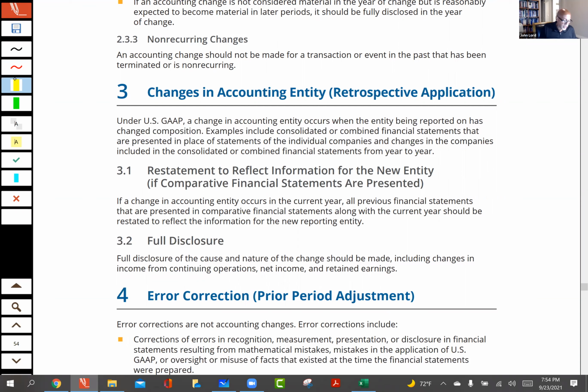Okay. So change in accounting entity: retrospective application. What does that mean? We're not calling it restatement, but we're going to follow the same process we said before. If you have a change in accounting entity, you will restate the statements of any prior periods presented to reflect that change, and you'll make a cumulative effect adjustment to the beginning retained earnings of the earliest year presented, as though you had the entity that you've now changed to. Under US GAAP, change in accounting entity includes consolidated or combined statements that are presented in place of statements of individual companies.